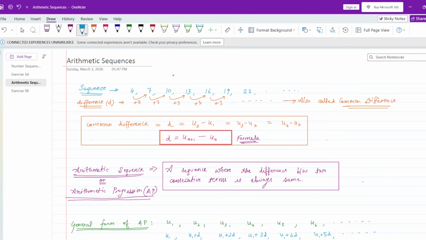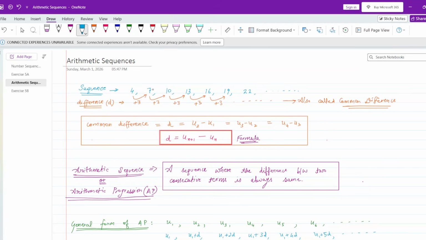Today we are going to continue the sequences and series chapter, and we are going to study arithmetic sequences, also called arithmetic progression. So let's consider this sequence: 4, 7, 10, 13, 16, 19, 22 and so on. Is there a common pattern here? Yes, we can see that.